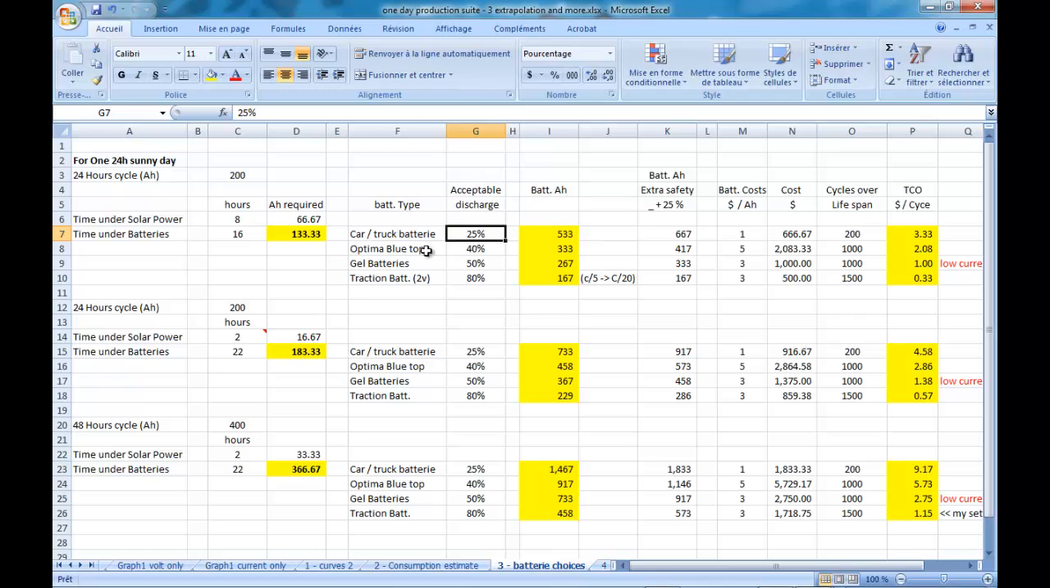Now, I took an example of Optima Bluetop, and the acceptable discharge level is 40%, which is already pretty good. And this is a gel battery, which accepts 50%, and this is a traction battery. Now, traction batteries are the ones you find in forklifts, electric forklifts. You find them also in golf carts. They are charged at night and they are used to be discharged the whole day long.